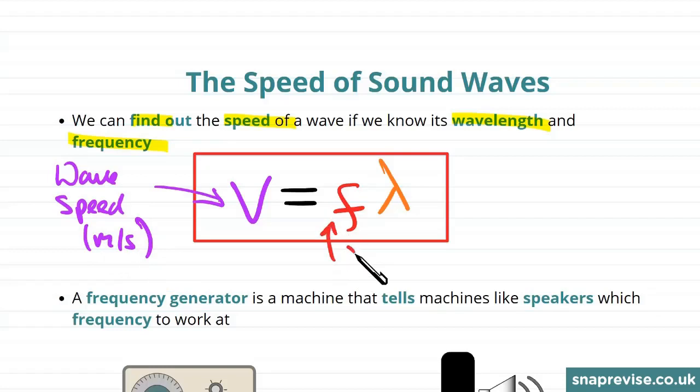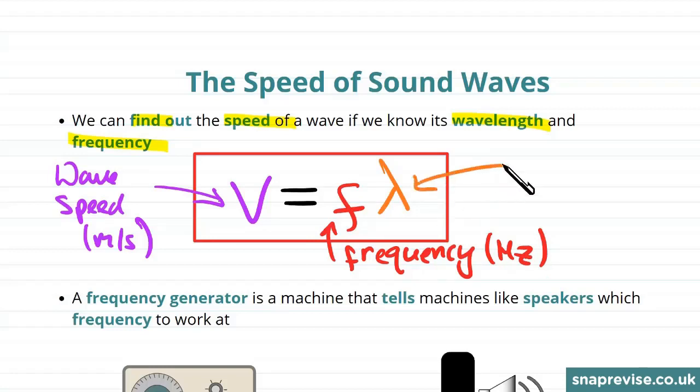The F is the easiest to remember. The F stands for frequency, which is measured in hertz. And finally we have this wavelength. So the wavelength is given by the Greek symbol lambda, and it's measured in meters.